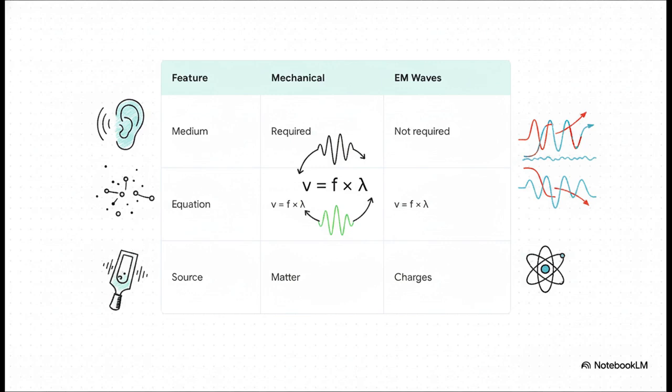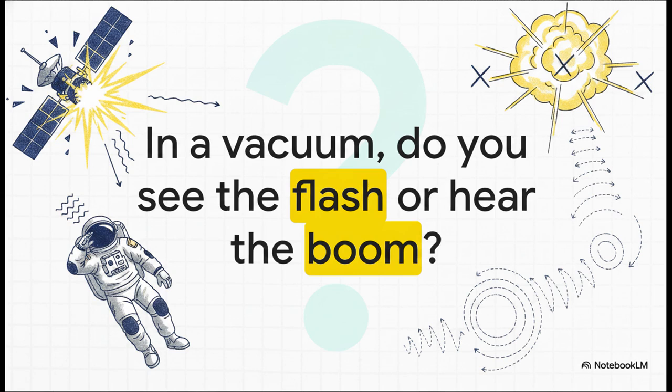Electromagnetic waves, though, are born from oscillating electric charges, so they are perfectly happy cruising through a complete vacuum. But both obey the fundamental wave equation, where velocity equals frequency times wavelength, and both can experience reflection. So I'm going to leave you with this final transfer question to ponder. Think hard about what requires a medium and what doesn't.